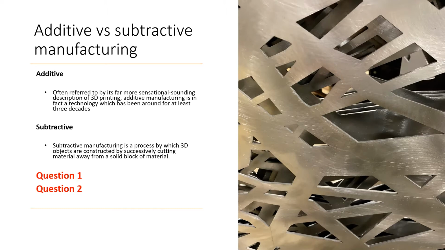So question 1 is a true-false question. What are the two manufacturing methods? Is it additive and subtractive? The answer is true. And then question 2 is related to subtractive manufacturing, and it's this definition here: subtractive manufacturing is the process by which 3D objects are constructed by successively cutting away material from a solid block of material. So if you get that far, you'll have the answer to the question. So there's question 1 and 2.